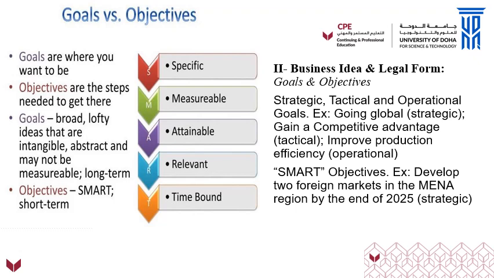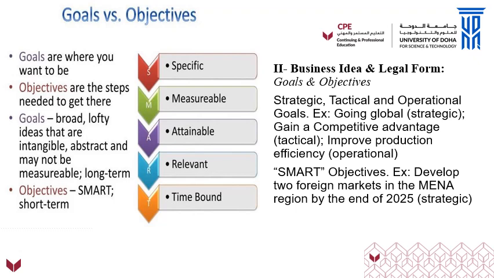Yes, it is specific because we're talking about becoming global in the MENA region. So that is the specificity here. Yes, we know exactly where to go. That is one. Is it measurable? Yes, because the objective states clearly that your aim is to start 2 foreign markets, to develop 2 foreign markets. So the number 2 is the measure in that case.